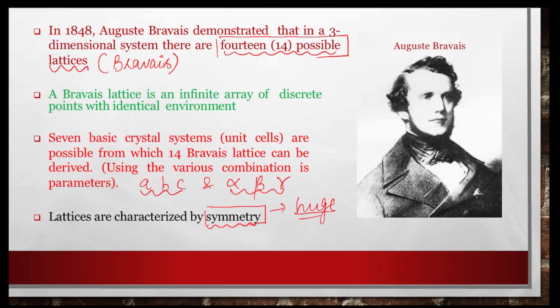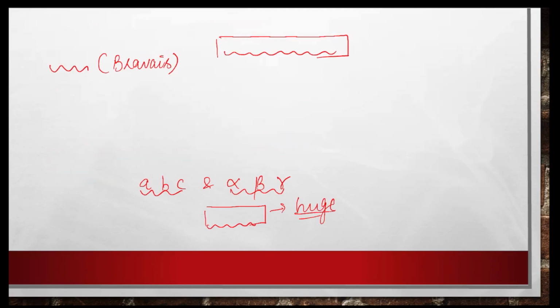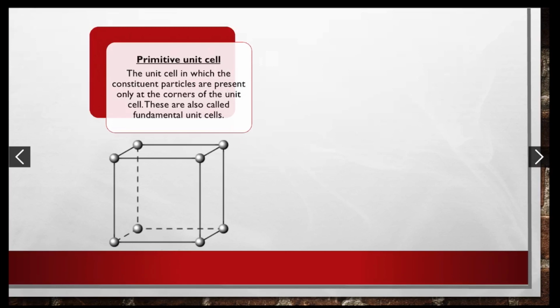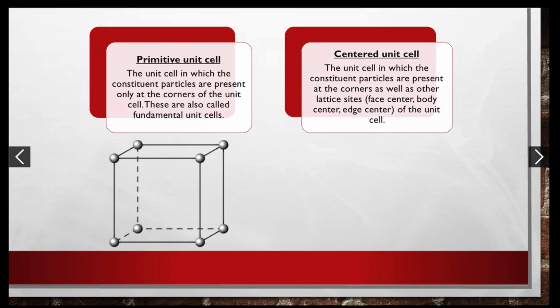अब A, B, C, अल्फा, बीटा, गामा, ये 6 पैरामीटर्स को रिलेट करते हुए हमारे पास क्या बनते हैं बच्चे? 7 बेसिक यूनिट सेल्स. तो it becomes a very important point over here that we first of all understand how are unit cells characterized or classified. So unit cells are classified as 2, that is primitive unit cell, and very important, centered unit cell.